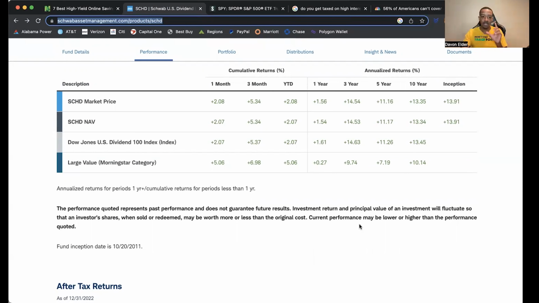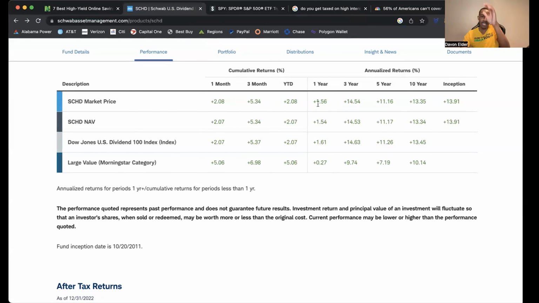Now, let's take a look at the returns for this particular ETF. It started on October 20th, 2011, so it has some time. I believe it's withstood the test of time because it's been around over 10 years. I want us to focus on the top price, the market price. Don't worry about all of these prices down here at the bottom. Just worry about the prices in the top row.